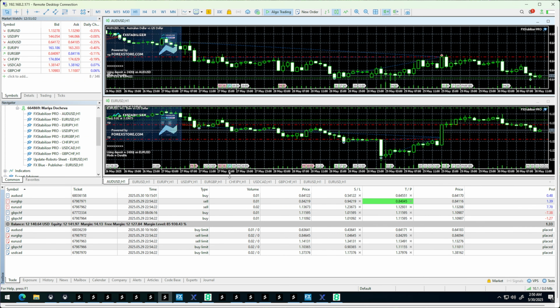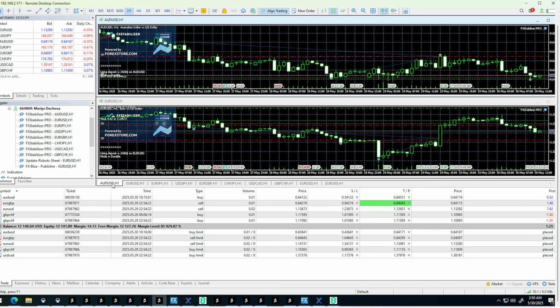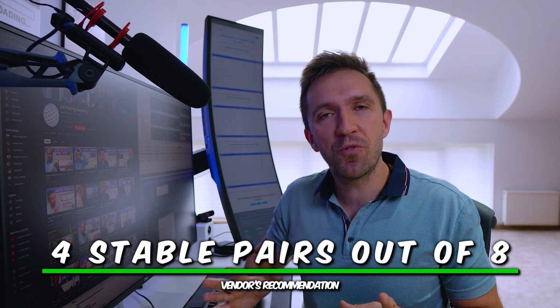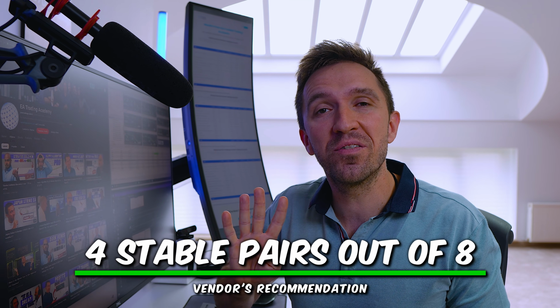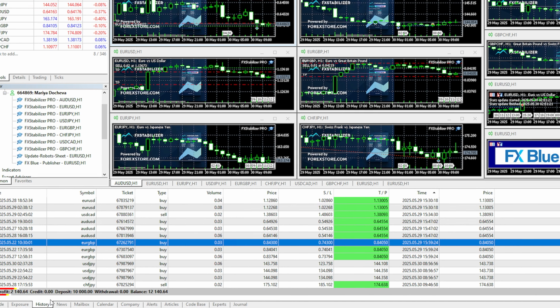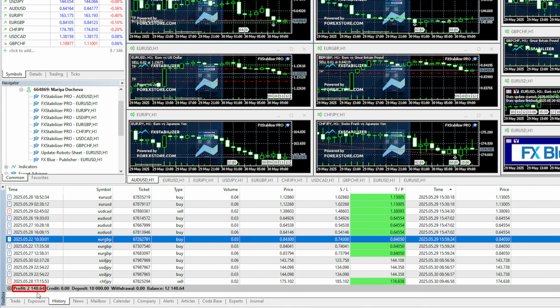And before I show you the live accounts, let me show you the demo account where I am testing the 8 currency pairs. So it's trading the Aussie, the Euro, Euro Yen, the Yen, Euro Pound, Swiss Yen, the CAD and Pound Swiss. And we learned from the vendor that 4 out of these 8 currency pairs are more stable. But in our demo account, you will notice that we have a profit of above $2,000, or that would be above 20%.